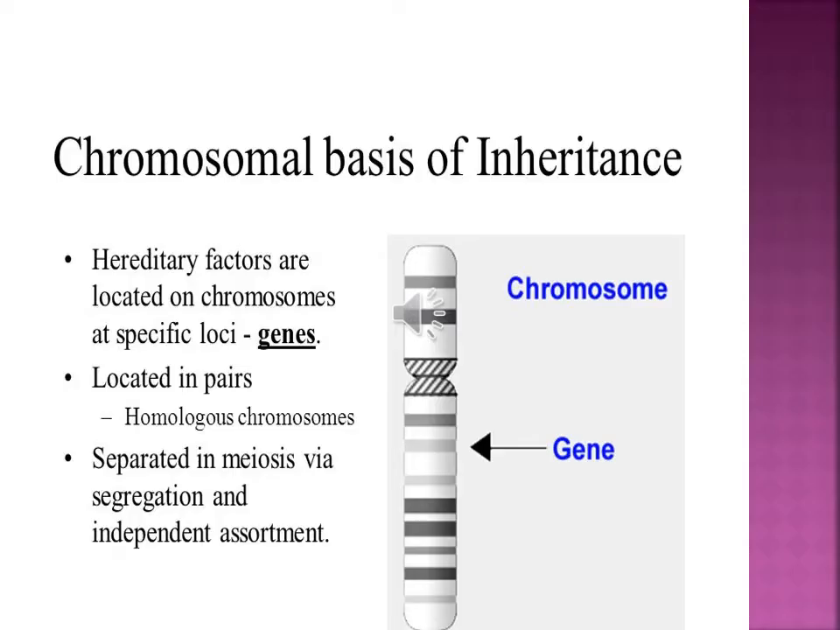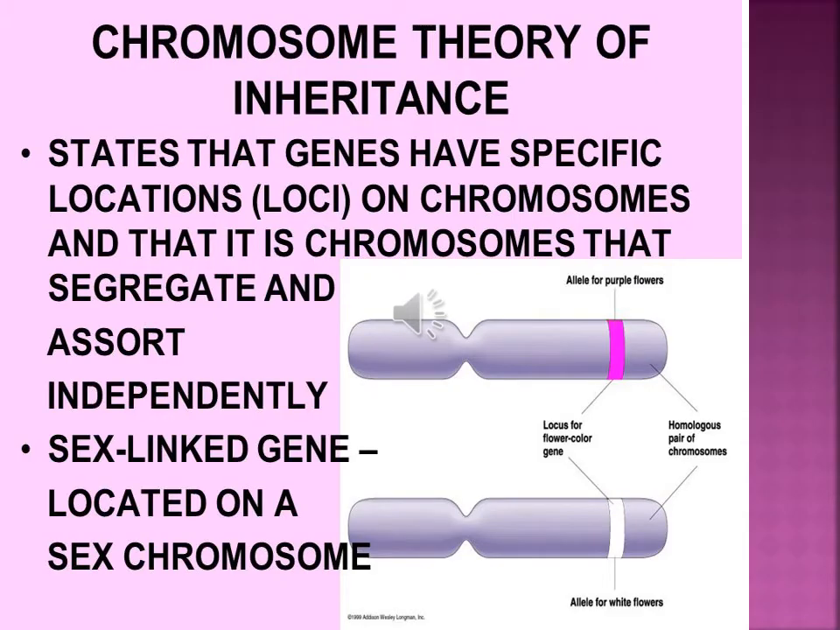Chromosomal basis of inheritance: heredity factors are located on chromosomes at specific loci, that is, genes, located in pairs on homologous chromosomes, separated in meiosis, via segregation and independent assortment. It states that genes have specific locations on chromosomes, and that it is chromosomes that segregate and assort independently. These are the reason for the characteristics.